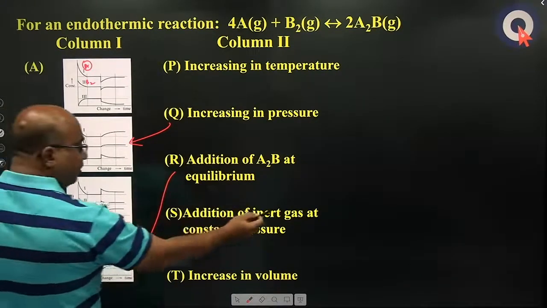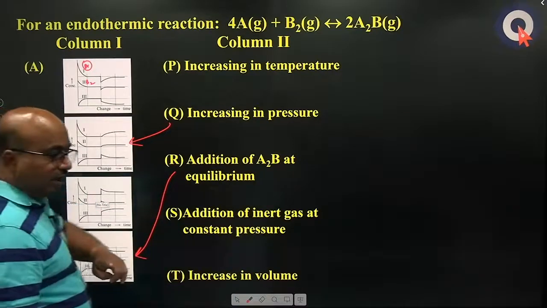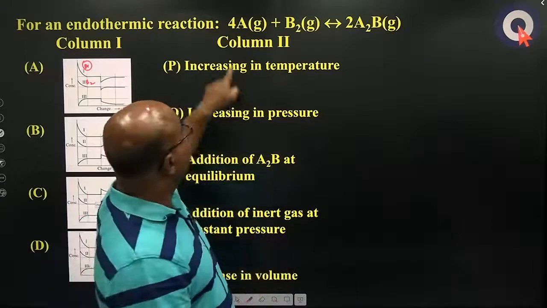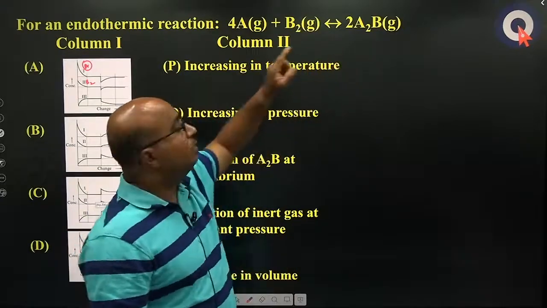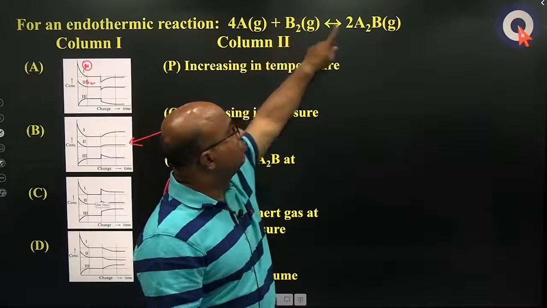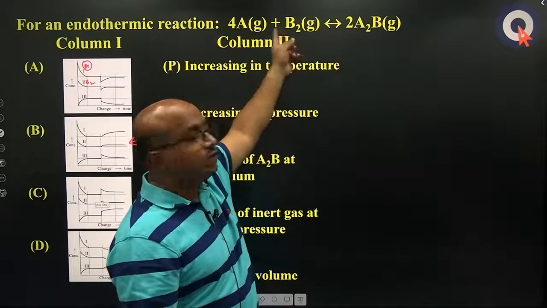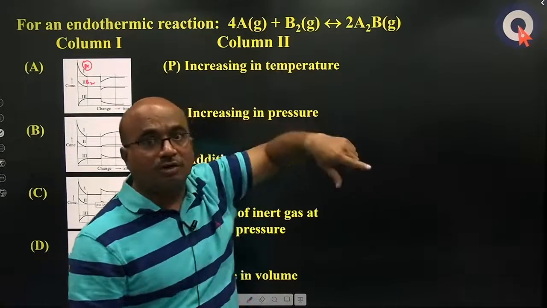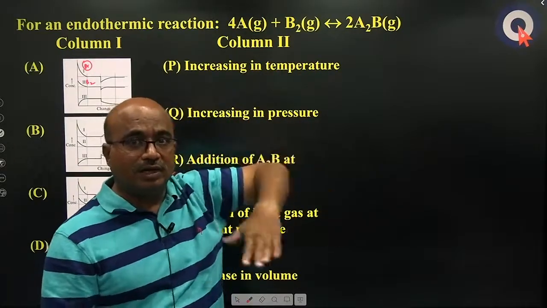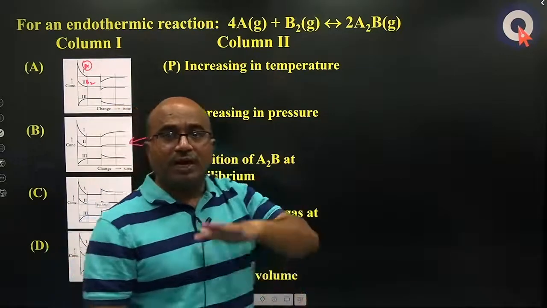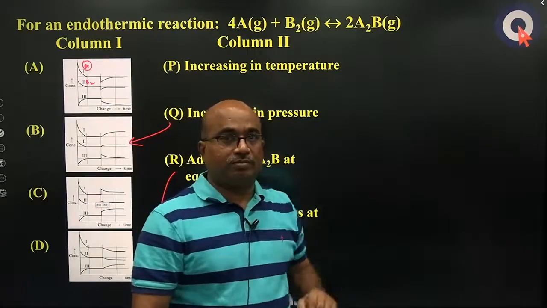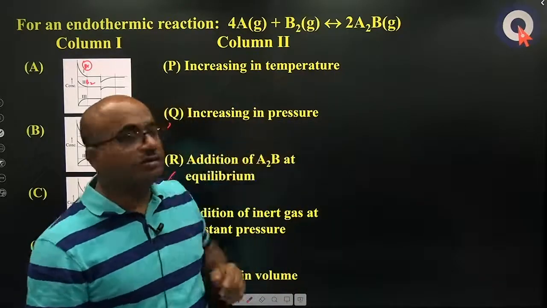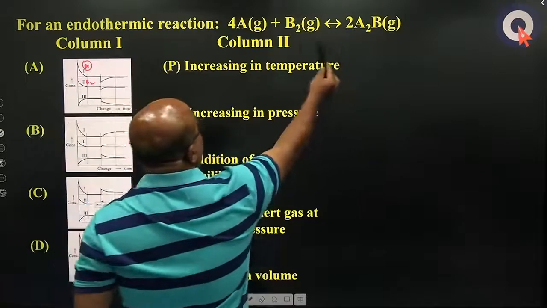Now, addition of inert gas at constant pressure. Whenever there is an equilibrium reaction where delta Ng is not 0, and for this reaction delta Ng is not 0, that is, it is 4, this is 1, this is 2. So in a situation where delta Ng is not 0, if you add an inert gas, the reaction always moves in the direction where the number of moles is more. Means for this reaction, if we add an inert gas at constant pressure, then equilibrium has to move in the backward direction.